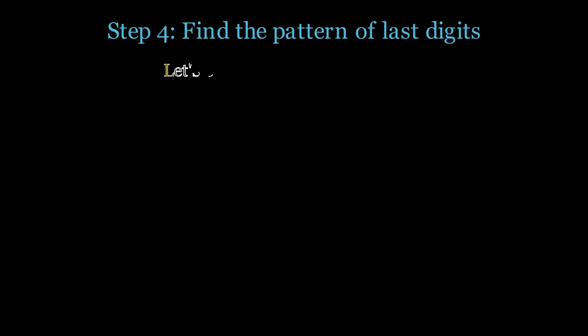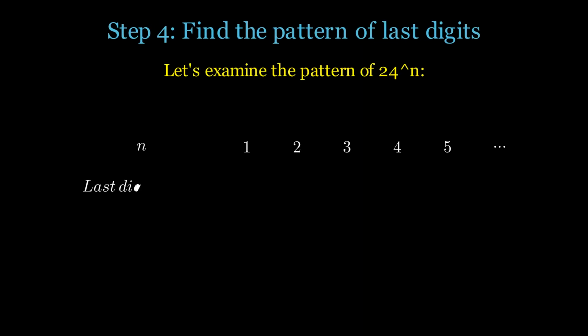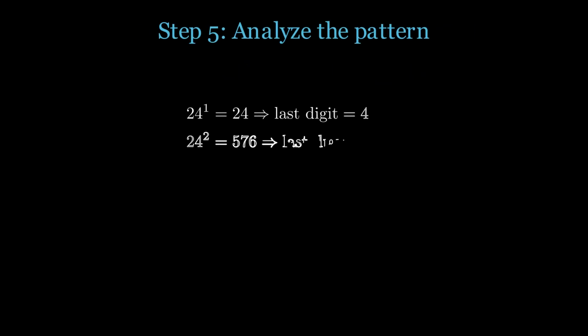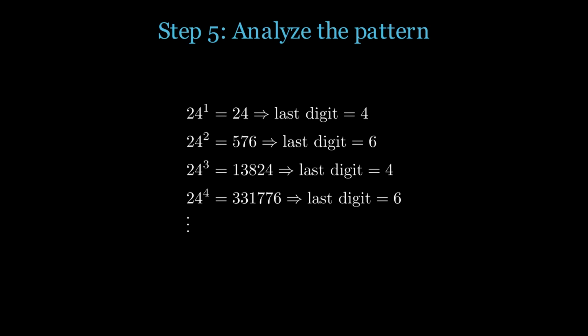To find the last digit, we need to look at the pattern of last digits when we raise 24 to different powers. Notice that the last digit alternates between 4 and 6. For odd exponents, the last digit is 4. And for even exponents, the last digit is 6.